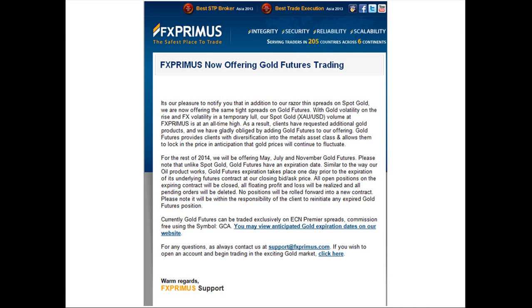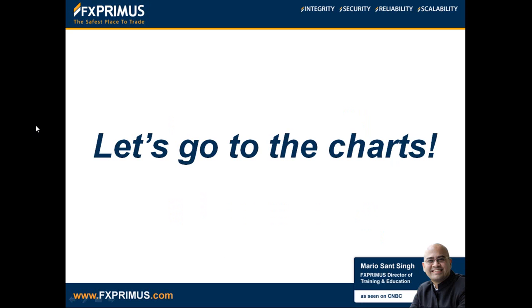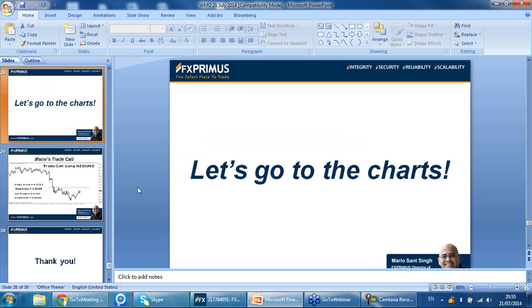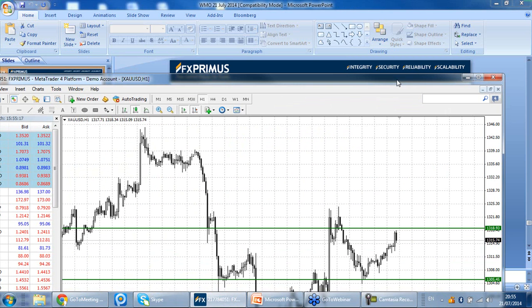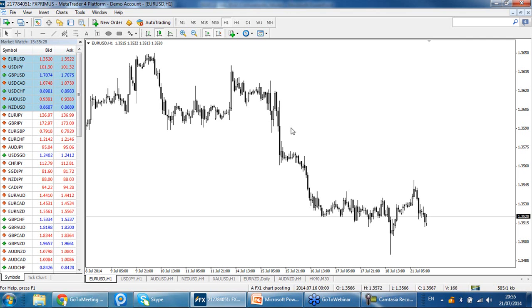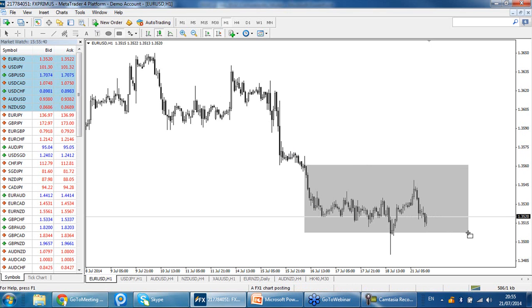So now let's go to the charts. Let me pull the charts out first. Okay, so let's look at the first currency, which is the euro dollar. Look at the hourly chart. Euro dollar is pretty clear that it has formed a very clear range trade after last week.